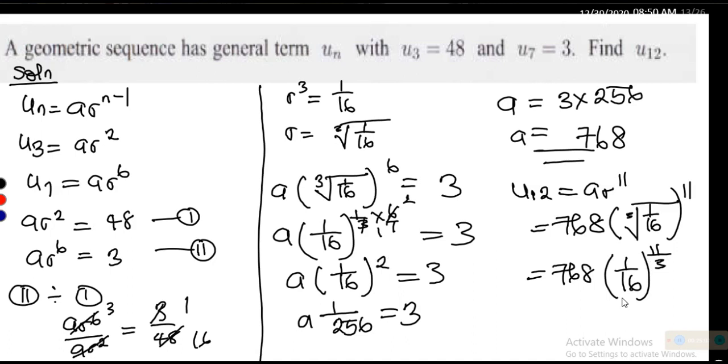Okay, and if we can simplify that further, it will be good. 1 divided by 16 raised to power 11/3, multiplied by 768, and to certain decimal places we have 0.0295, to three significant figures. Okay, so this is how far we can go with the question.